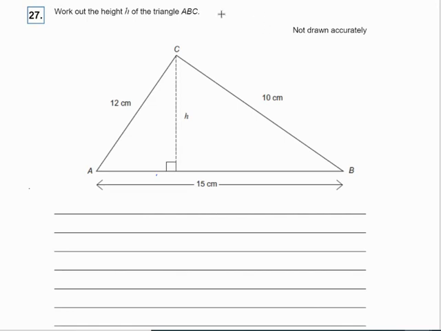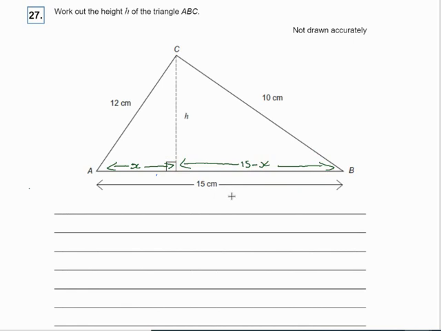Let's get to it. So here we've got question 27. Work out the height h of the triangle ABC. Okay, what's going on here? We've got a big triangle split into two. Let's call this part here x, the base of the little right angle triangle that we've got. And if this is x, and we know the whole length is 15, then this remaining bit must be 15 minus x.